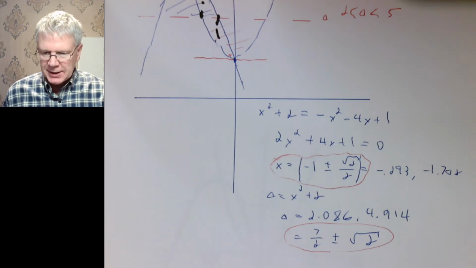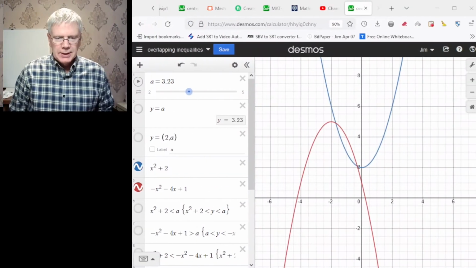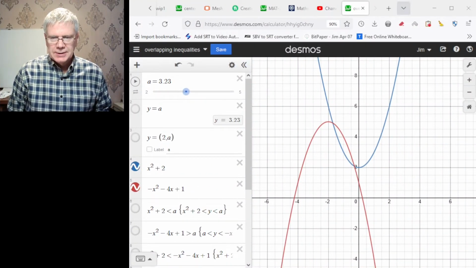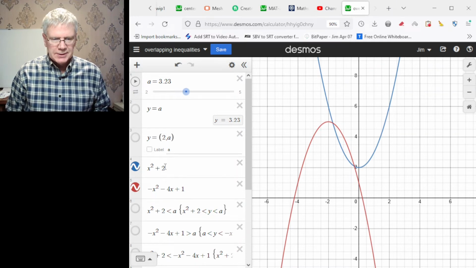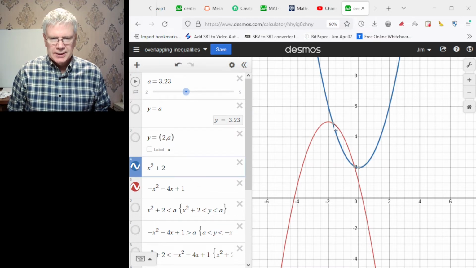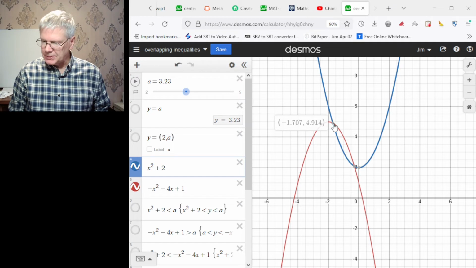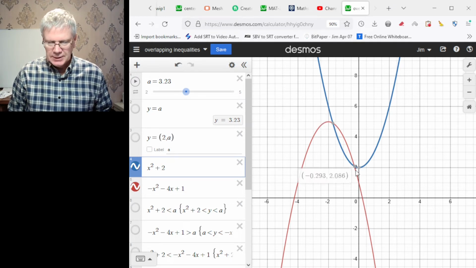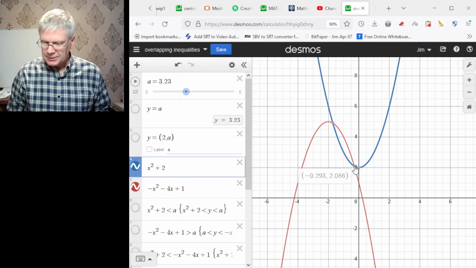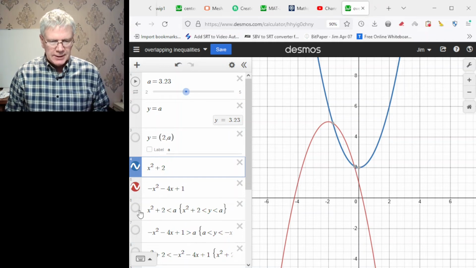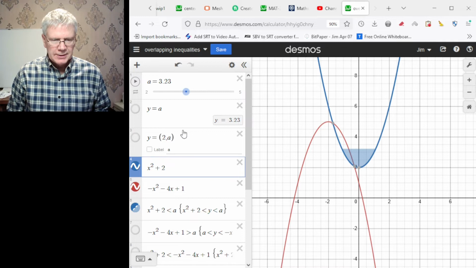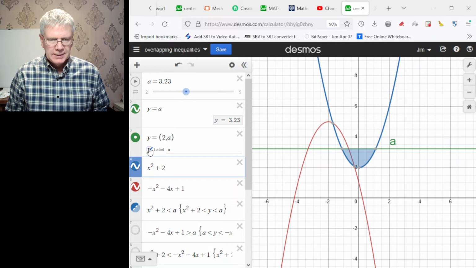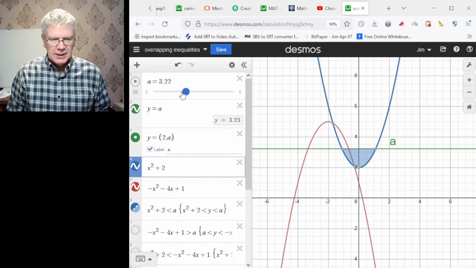But we're not in an exam, so let's have a look at this on Desmos. And here is the graph of the two parabolas. The blue one is x squared plus 2, the red one is the other one. Here are my points of intersection, minus 1.702 and 0.293. This is where, well, let's put a. Here's a, and here's a label for a. And I can change a.